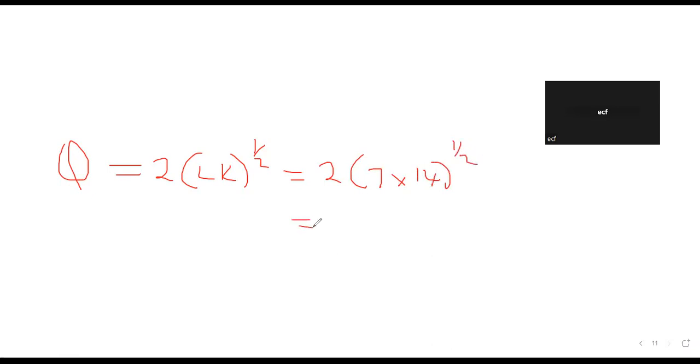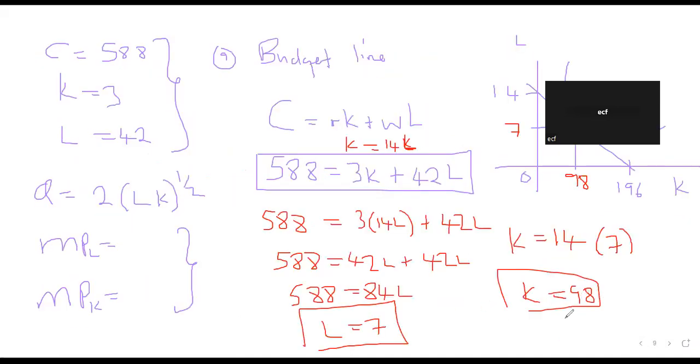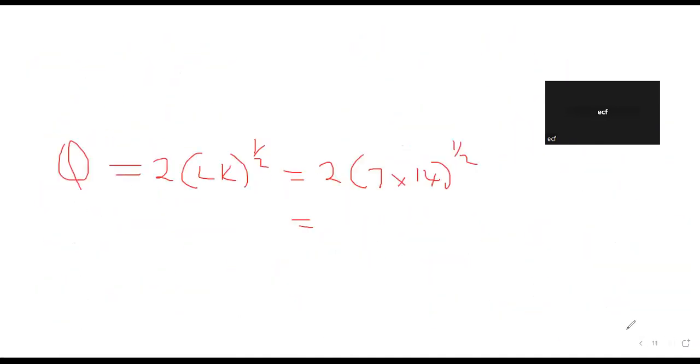So 2 times 7 times 14 to the power half. It's not 14. K is 98, L is 7. So 7 times 98. So 7 times 98. Mr. Collins, 686, yes.